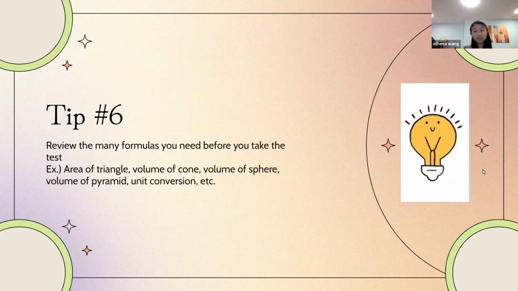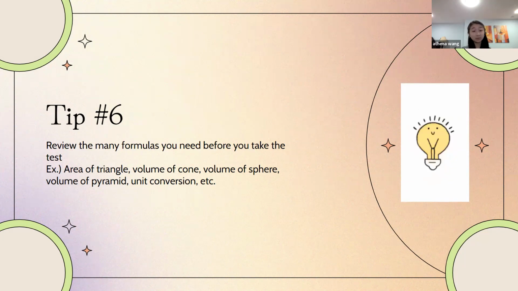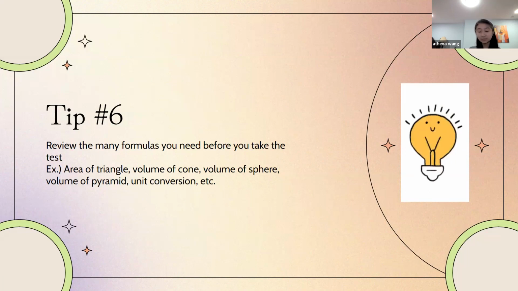Okay, so tip number 6, review the formulas you need in order to take the test. A lot of the tests try to trick you, so a lot of times you have to pay attention to the conversion and the units they are asking for. Examples of formulas you need to know: area of a triangle, definitely the most important one, the volume of a cone, volume of a sphere, volume of a pyramid, and unit conversion. And there are also many more.